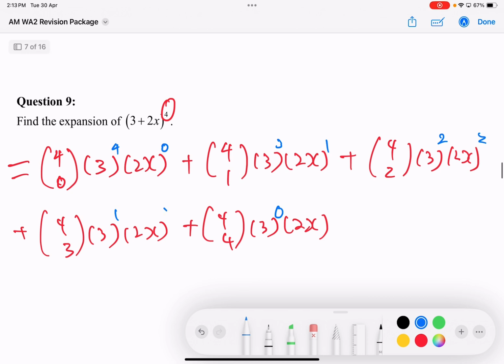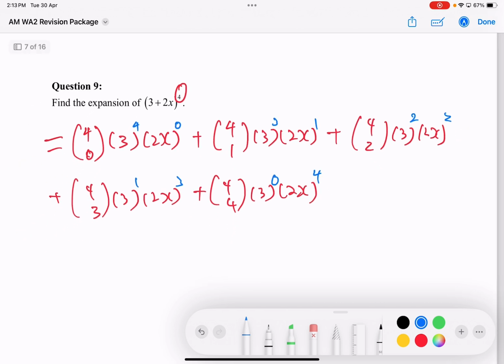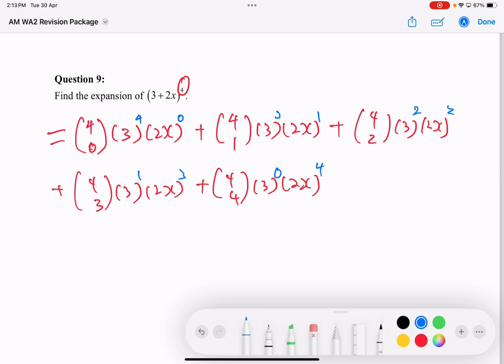1, 2, 3, 4. In the exam, one of these questions will come out and it will be about 6 marks. Don't tell me you don't know how to do it. You just have to memorize. Binomial theorem is about memorization. Now next, what is 4 choose 0?